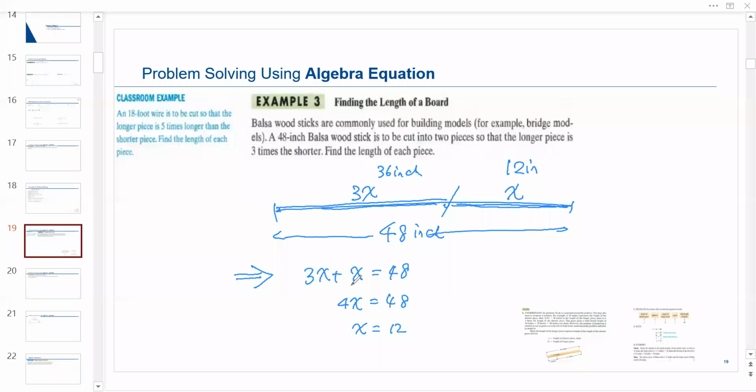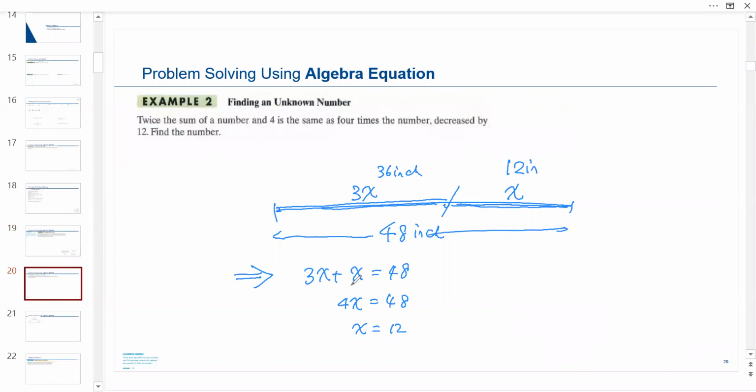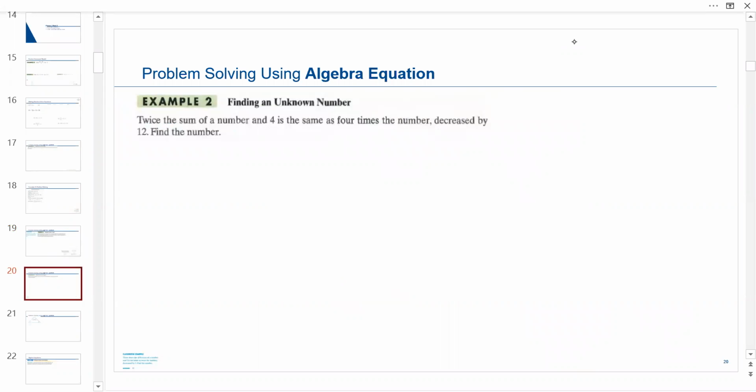All right, let's take one more example before class is over. See this one. Find an unknown number. Well, we talked about this already, right? No, we didn't talk about this yet. Twice the sum of a number and 4. Twice the sum. A sum is something plus something.